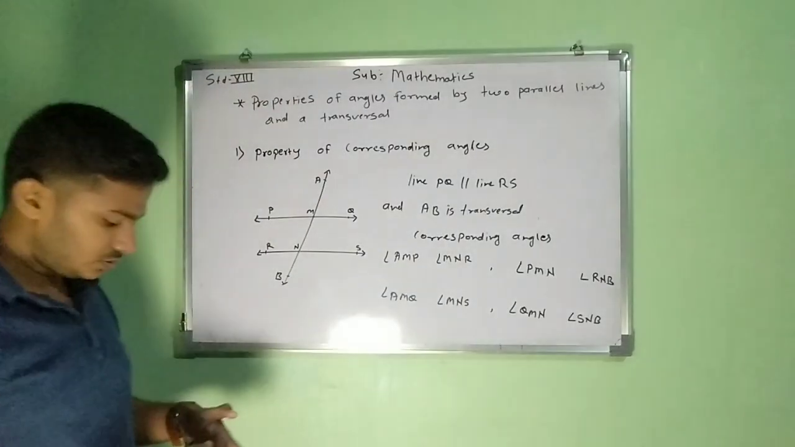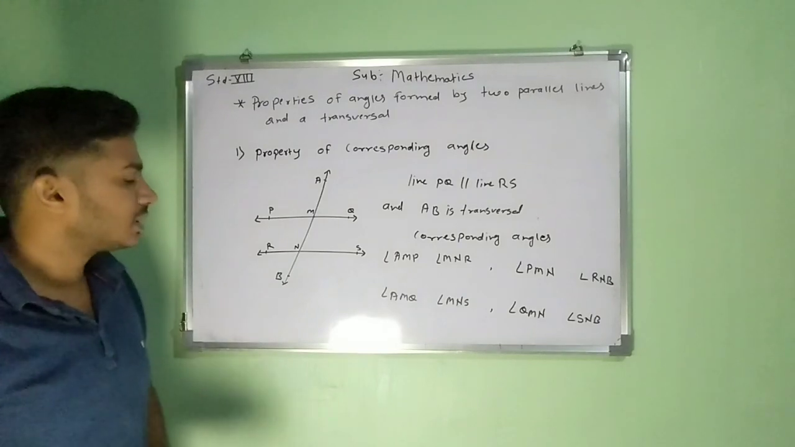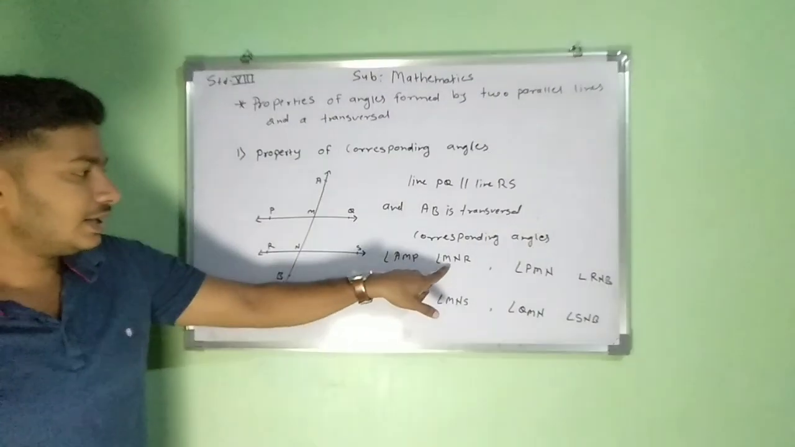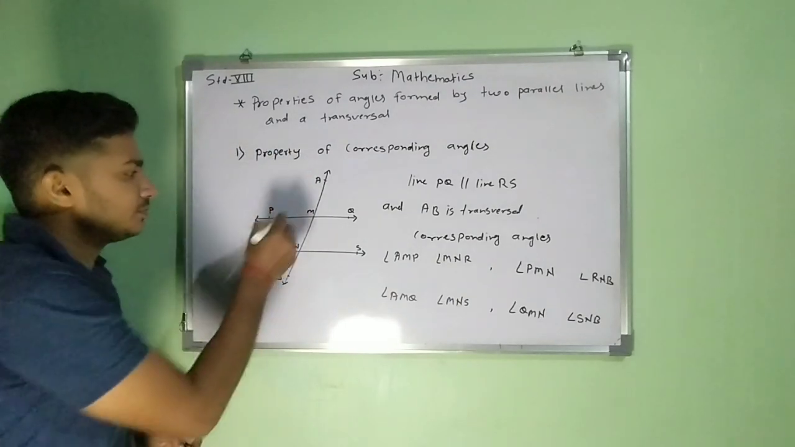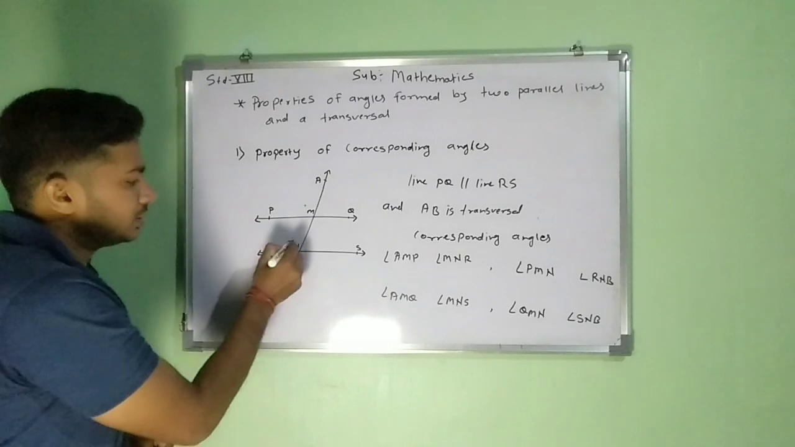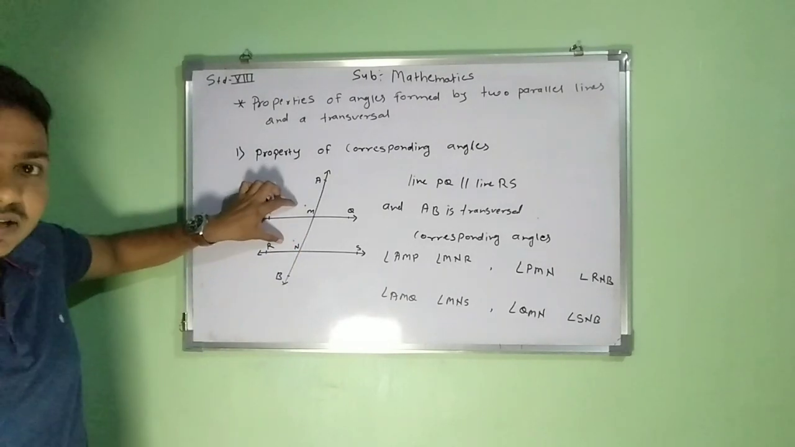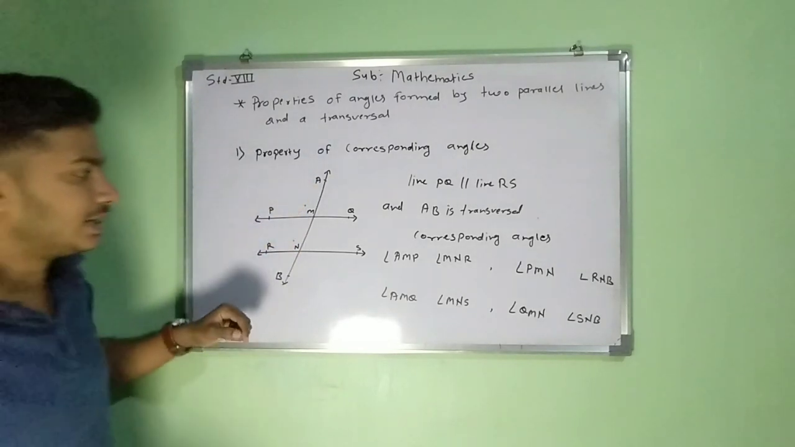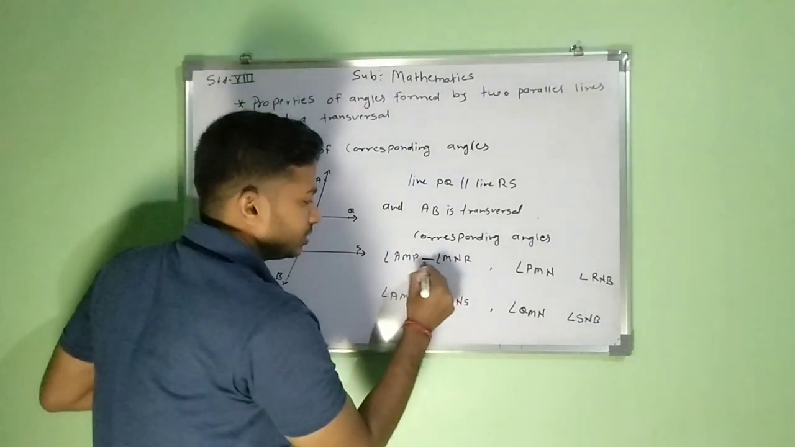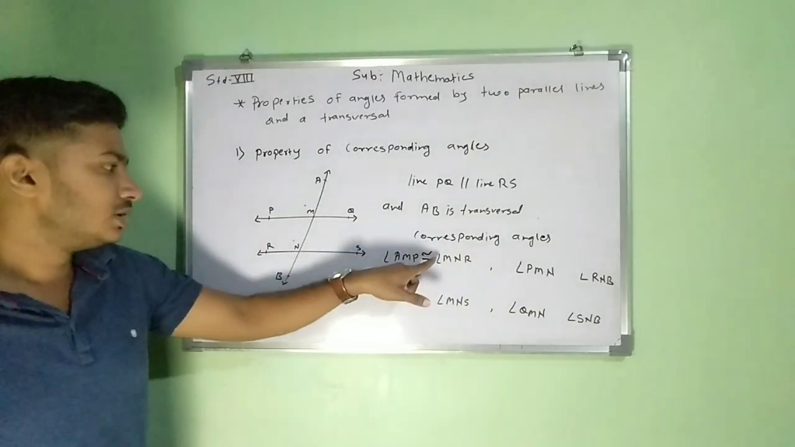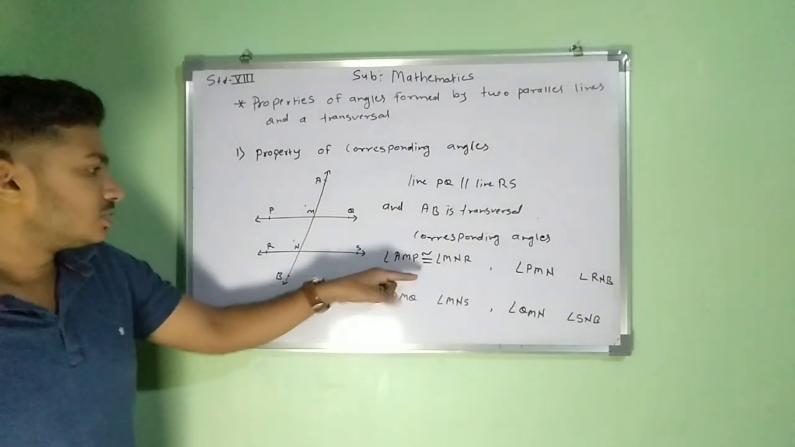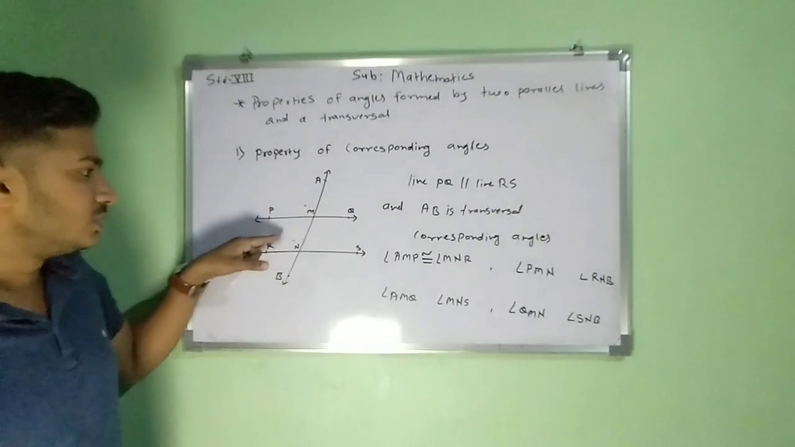The first pair is angle AMP and angle MNR. Look here, angle AMP, that means this angle, and angle MNR, this one. These two angles are corresponding angles of each other, and the property of these angles is they are congruent to each other. Look here, this sign is a congruent sign. You must know that sign. So angle AMP and angle MNR are congruent to each other.